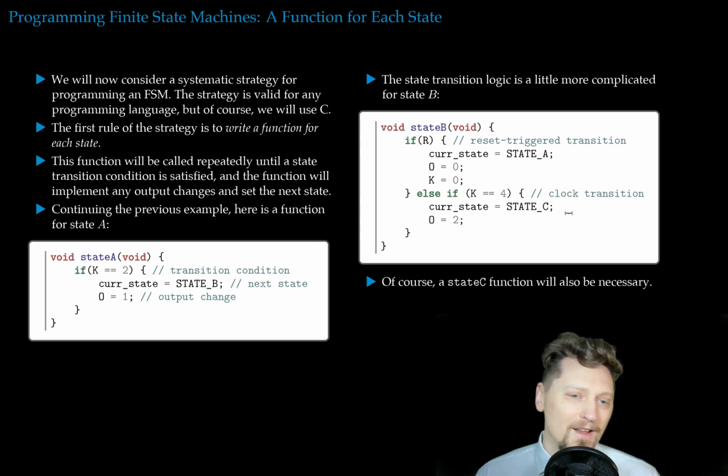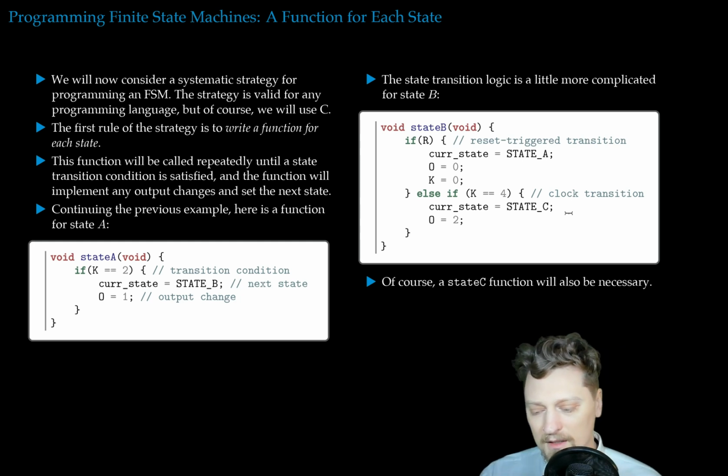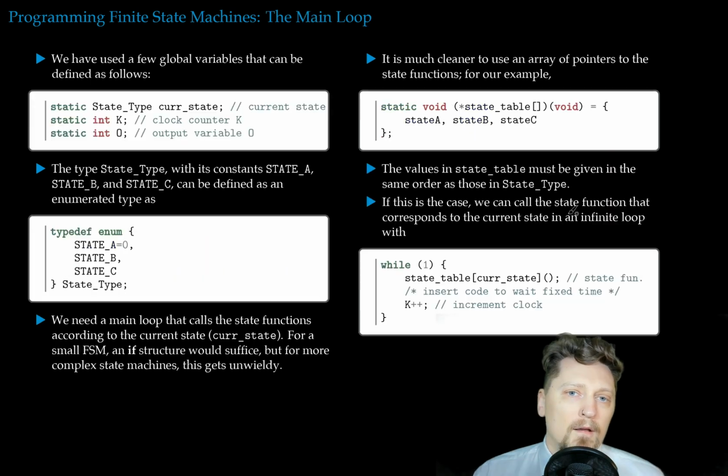So these are states A and B, the functions we could define for A and for B. Now, the main loop. We have used a few global variables that can be defined as follows. So we're going to make a state type variable, current state, an integer k for the clock counter, and an integer o for the output variable.